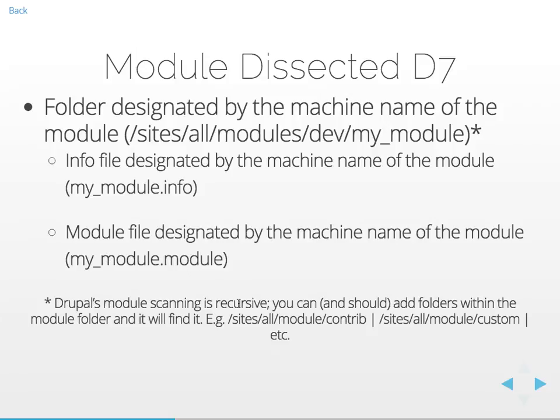Quick note, Drupal's module scanning is recursive. So what I mean by that is you can and should add subfolders within the modules directory. So for example, sites/all/modules/contrib, sites/all/modules/custom. That's just standard practice, and it's a best practice. Also, if you get into features too.